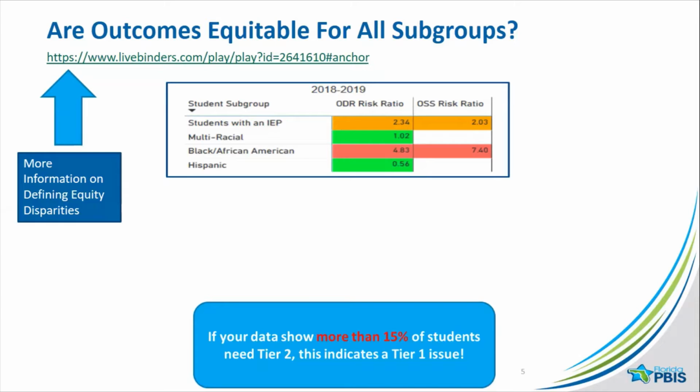The other one up there is our subgroup of students with disabilities. As far as tier 1, they are also presenting with a little bit of elevated risk by a risk ratio of discipline referrals of 2.34 and 2.03.